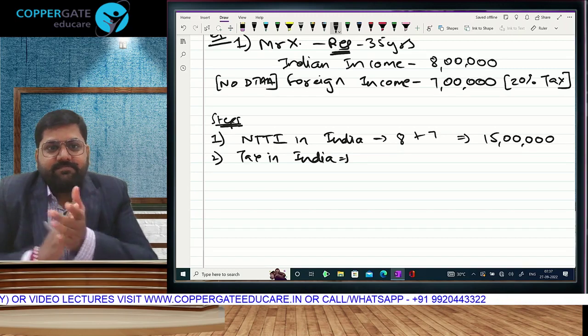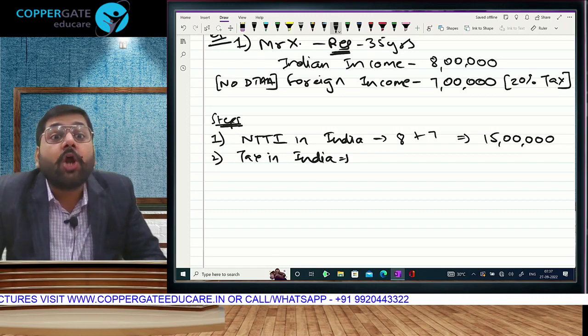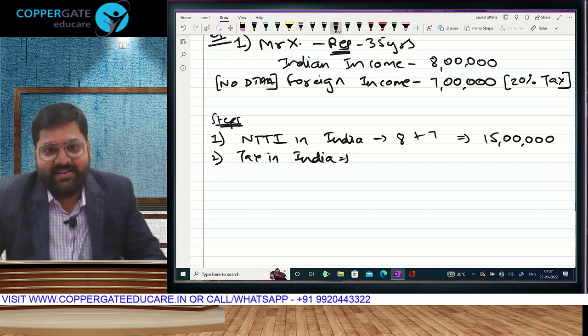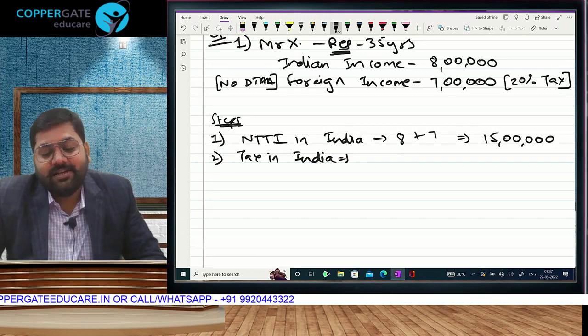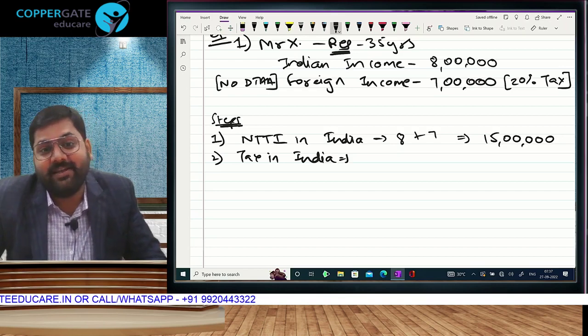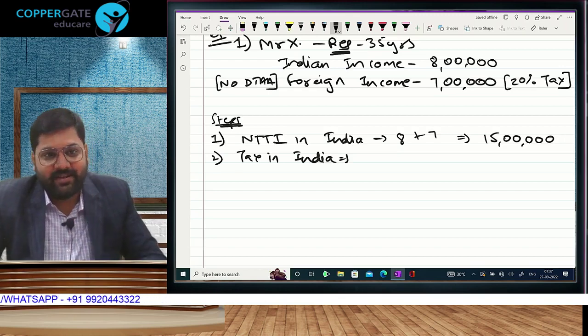$187,500. Wrong answer. I like your participation in class, but wrong is wrong. I can't tell you that it is right just because you are cooperating with me. Wrong hai. Now you tell me why it is wrong.